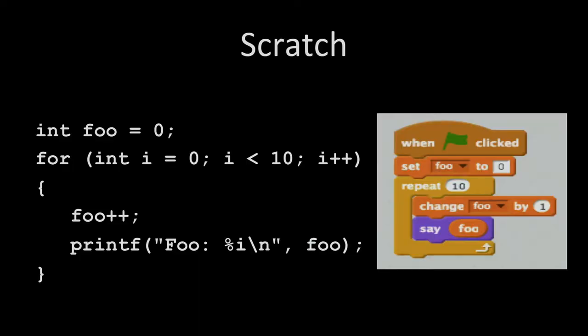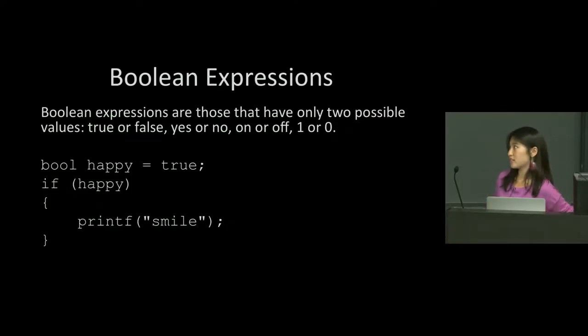So PSET 0, you might or should have all implemented something using Scratch. And we learned some basic programming building blocks using Scratch. So let's take a look at some of these building blocks that make up a program. First is Boolean expressions. Boolean expressions are ones and zeros, or anything that has two possible values. In this case, true or false, on or off, yes or no. Here is a very simple example of a program that uses a Boolean expression.